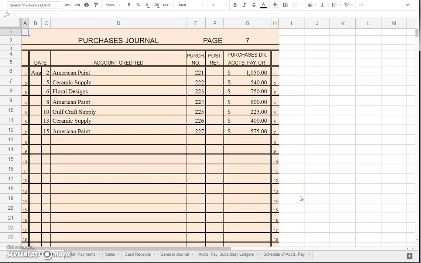This video is going to be about creating an accounts payable subsidiary ledger, and then also about creating a schedule of accounts payable.